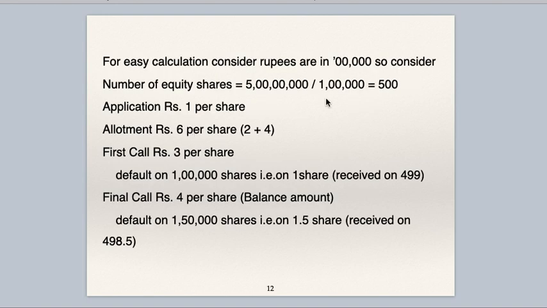Next you have to show allotment due. Allotment due is 500 into 6 and then allotment money received.